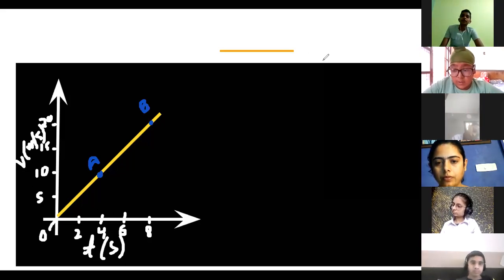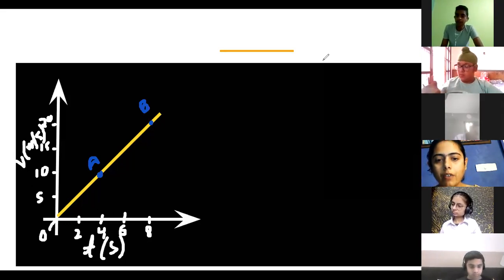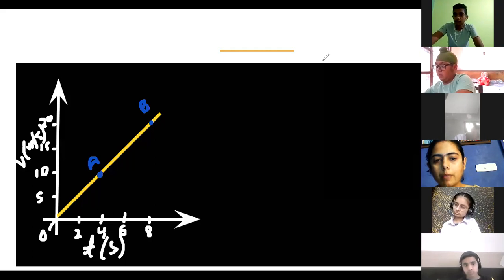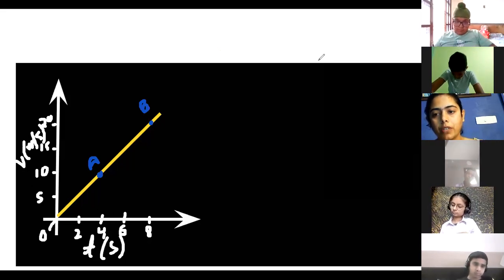Ma'am, can you repeat the question, because your voice was cracking? Okay, the question is that you have this velocity time graph. You have to find out the displacement of the object from A to B. From A to B, you have to find out the displacement of the object.